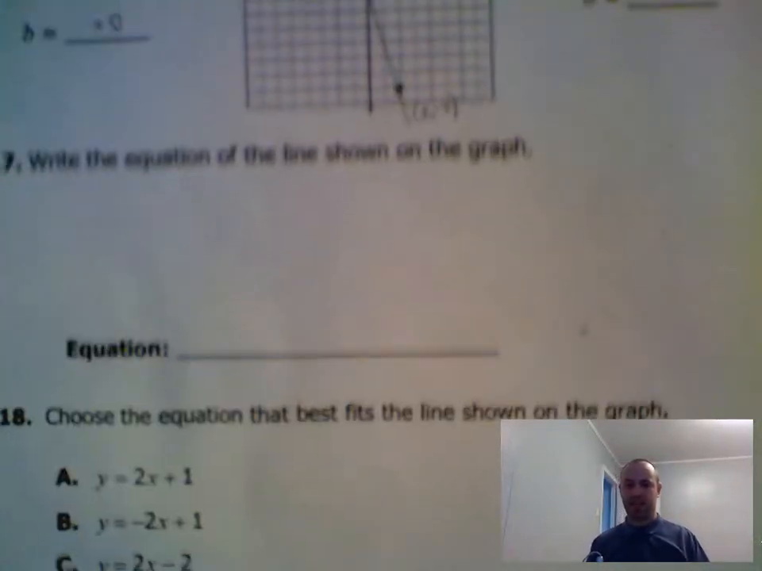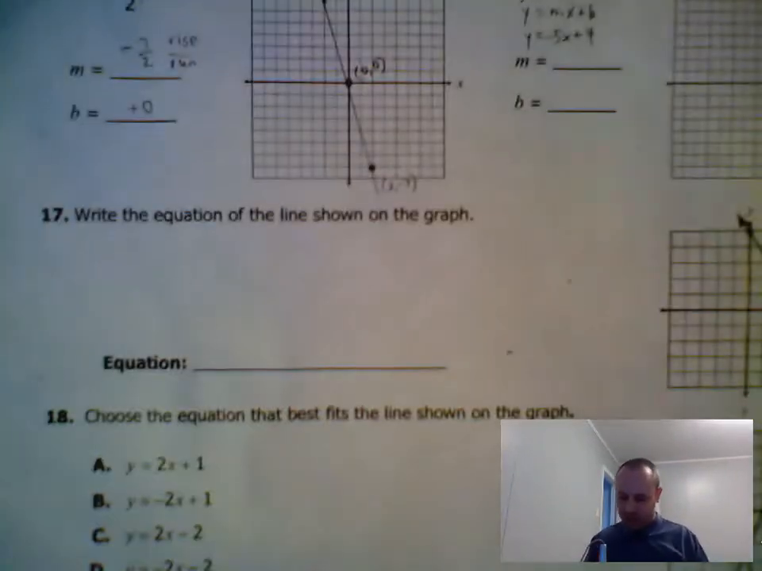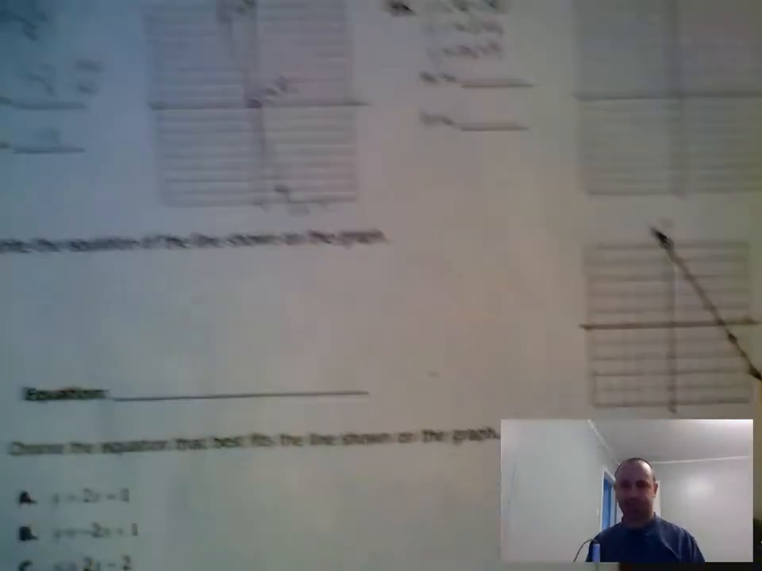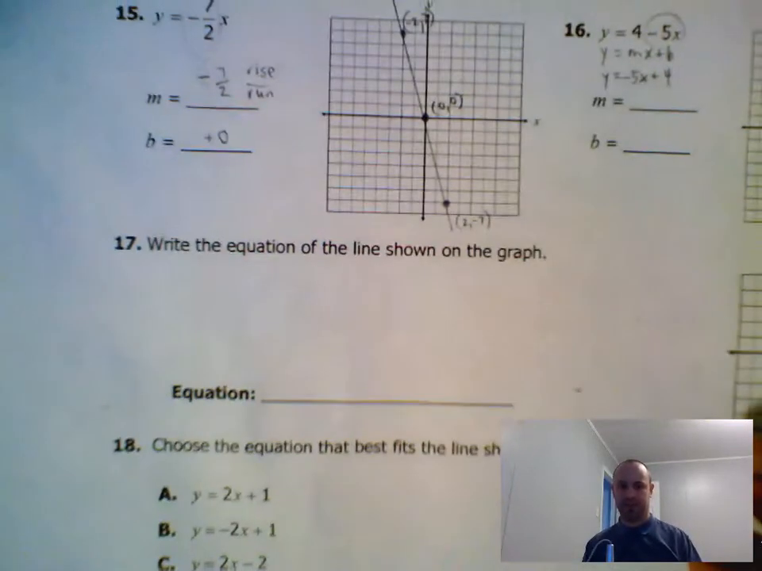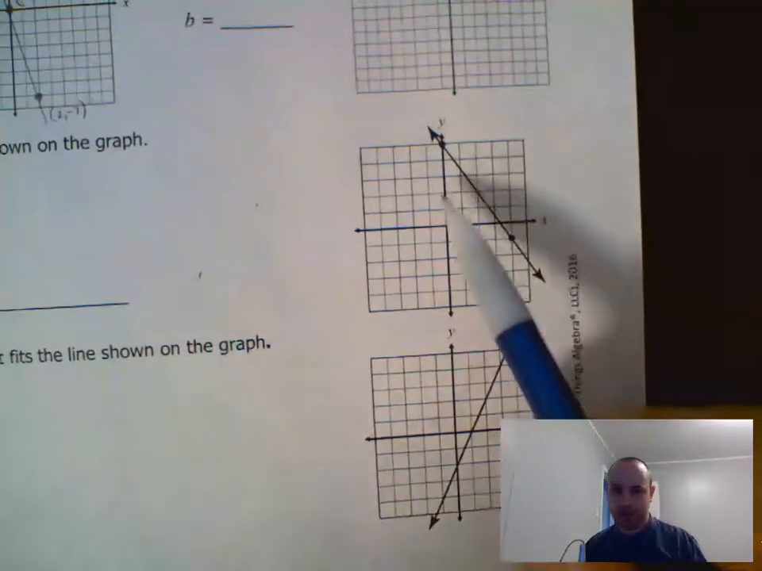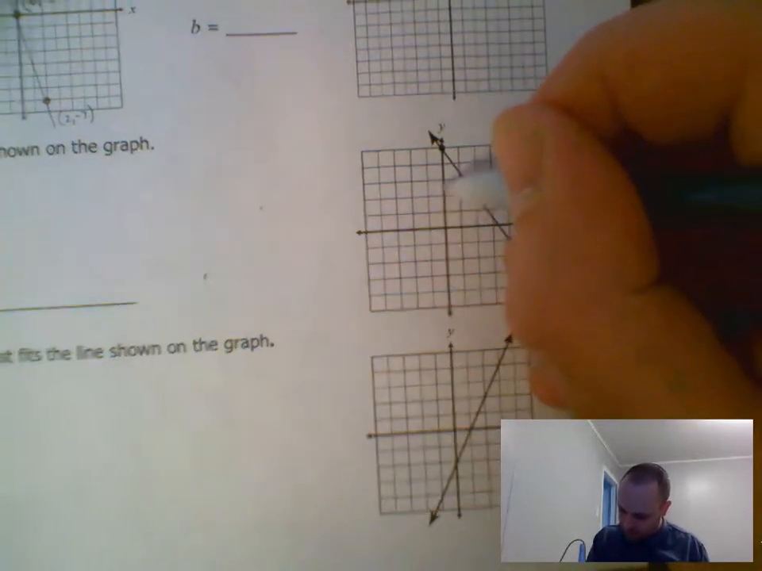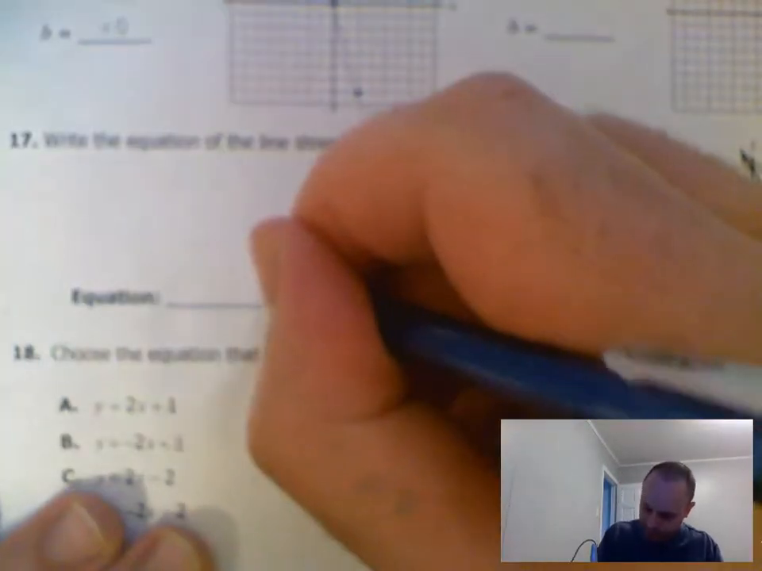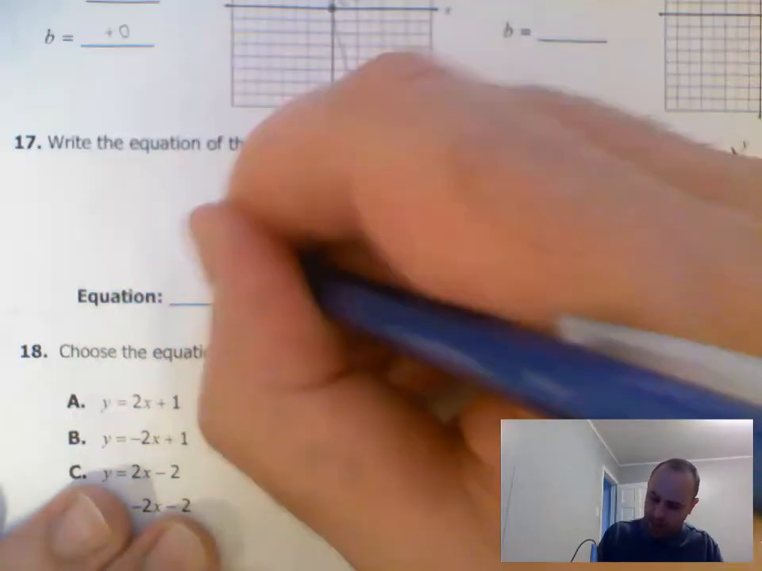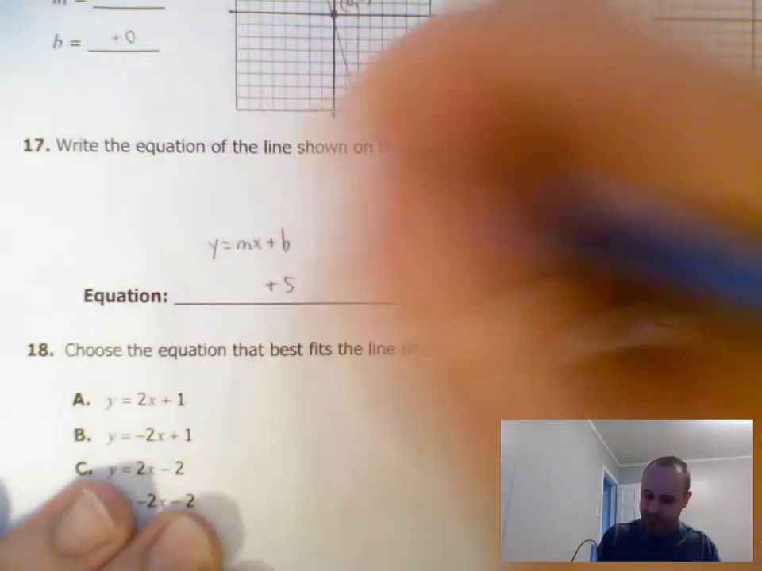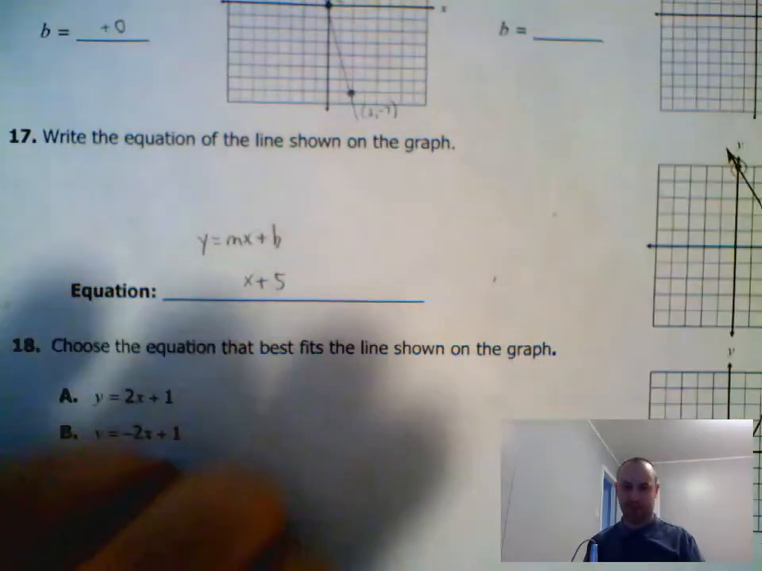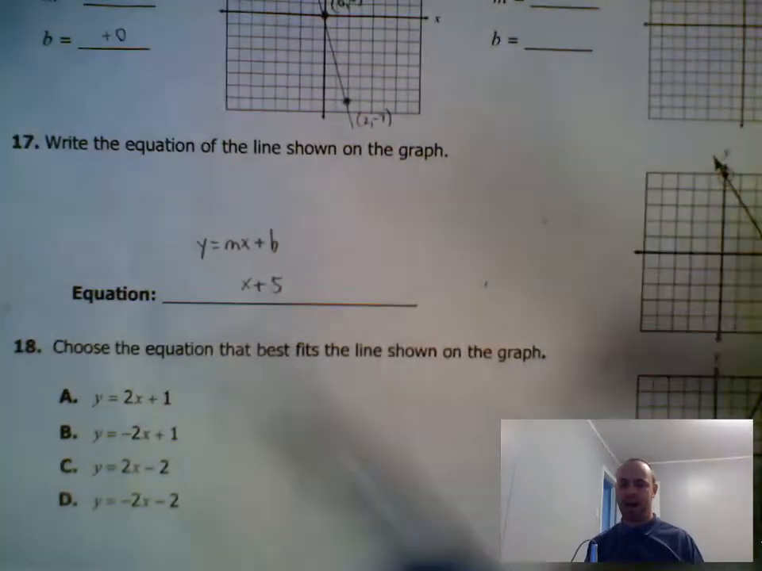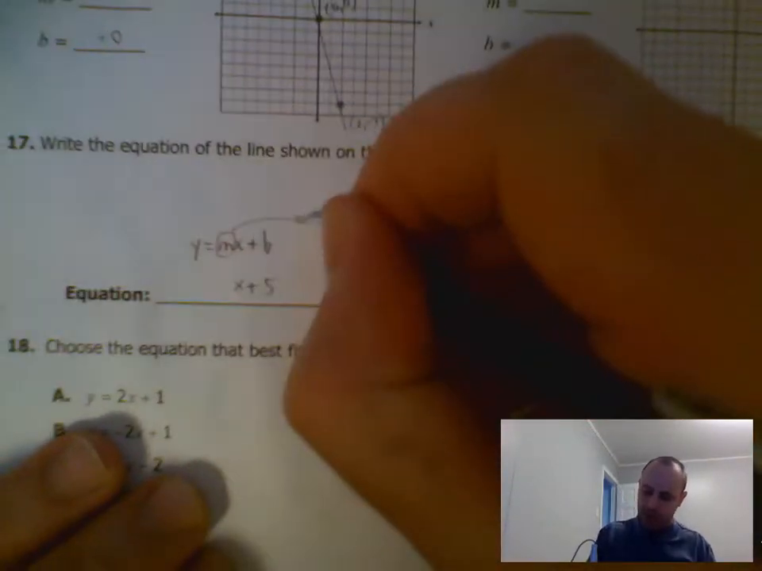All right, number 17, 18, we're almost done. 17, write the equation of the line shown on the graph. Okay, so here's the line shown on the graph for number 17. It crosses at +5, so the equation is something x plus 5, because remember that y = mx + b. Now, we have to have an x right there. And then our slope, our m, show your work like this.